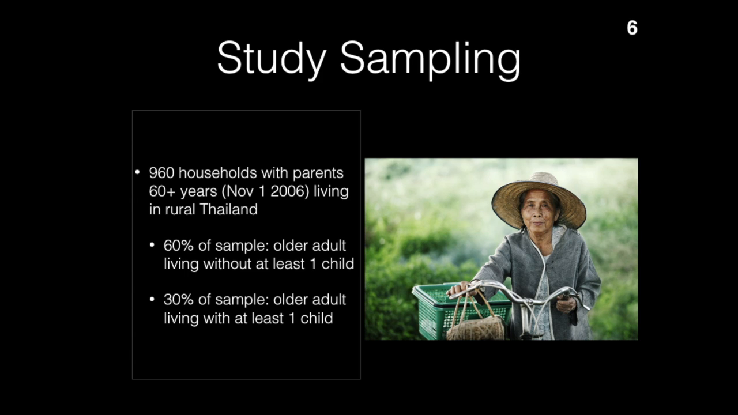The sample population in this study was around 1,000 households from rural areas of Thailand. Each household had a parent 60 years or older. Some of the parents lived with all or some of their children, and some of them had at least one child who moved out.